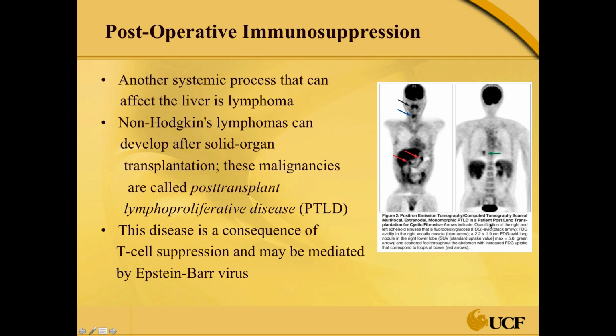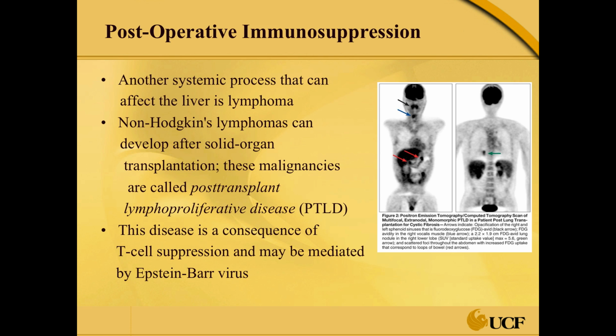So this was a patient that underwent a lung transplantation for cystic fibrosis and then unfortunately as a consequence developed PTLD or post-transplant lymphoproliferative disease. And the reason why these patients get this is essentially because we suppress the T cell function, and we're going to learn that when we learn about agent-specific immunosuppression in the second part of the lecture.